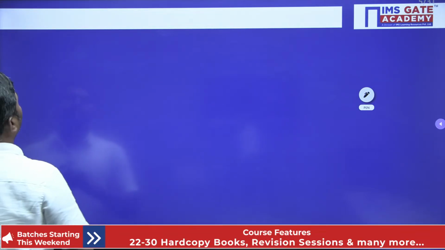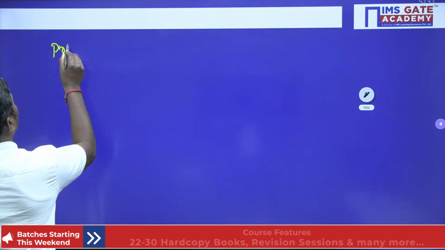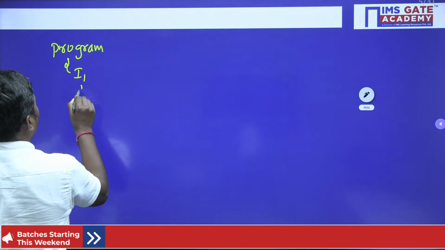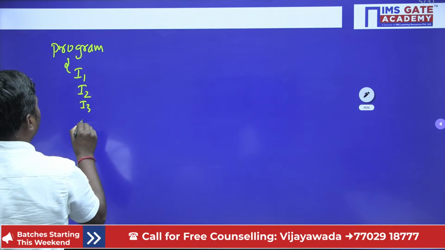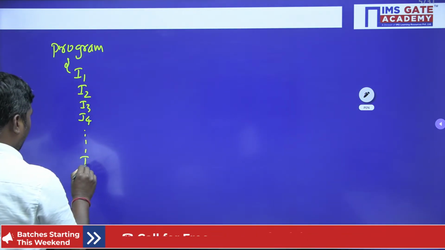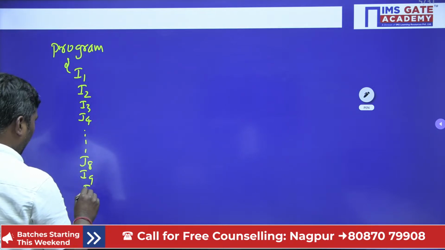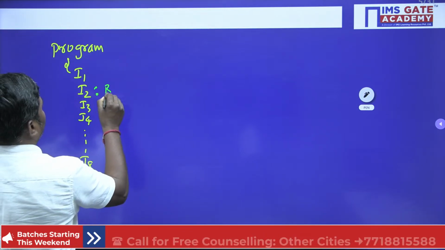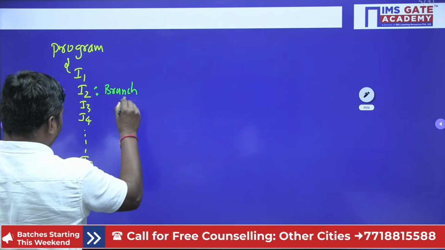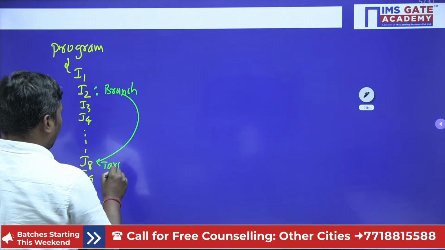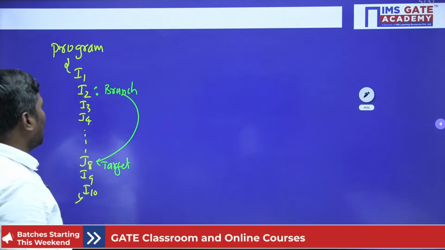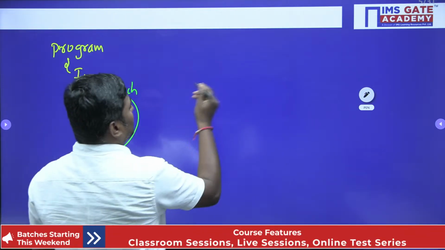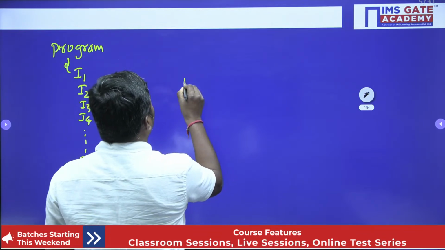So what I'm trying to say, suppose we take a program having instruction 1, instruction 2, instruction 3, instruction 4, like this up to instruction 8, 9, 10. Observe now. Instruction 2 is a branch instruction, a conditional branch. Its target is I8. Branch instruction target is what? I8.